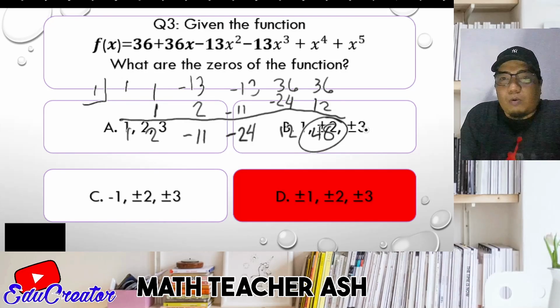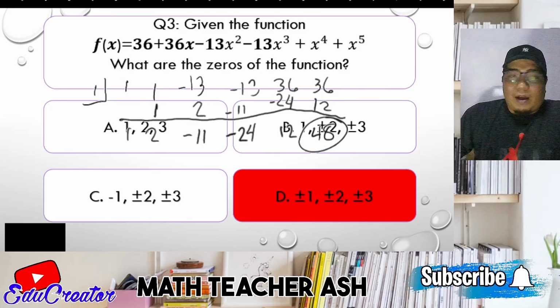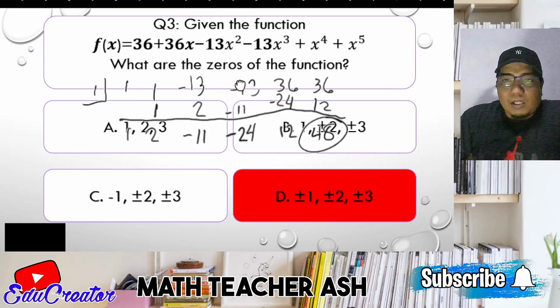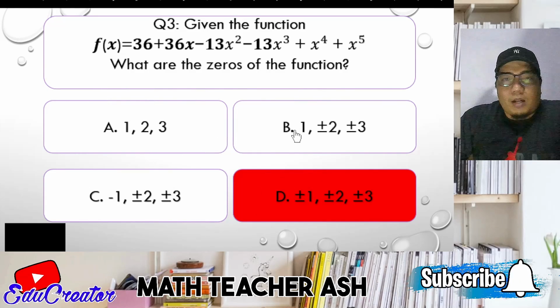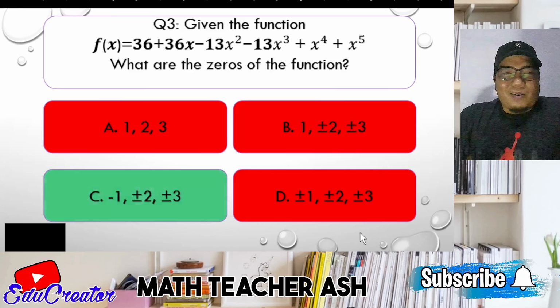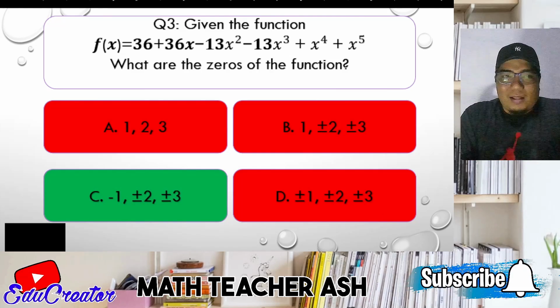Hindi siya 0. So, if that is the case, my dear math learners, hindi factor ang 1 sa given na ito. So, therefore, this 1 is wrong. So, mali na ang 1 natin dito, mali na din ang 1 natin dito. So, therefore, mali ang A at B. Ayan. And we already got the correct answer. That is letter C. Ganun lang kadali, my dear math learners.